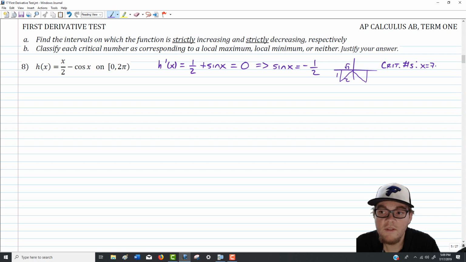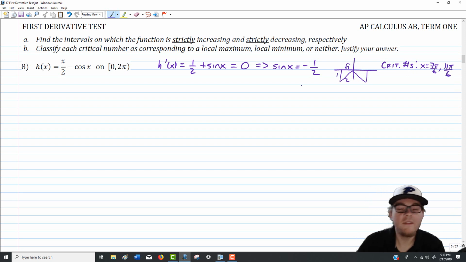So specifically, we're going to have 7 pi over 6 and 11 pi over 6. Now this actually poses some unique challenges, so let's get things set up and start to look at it.